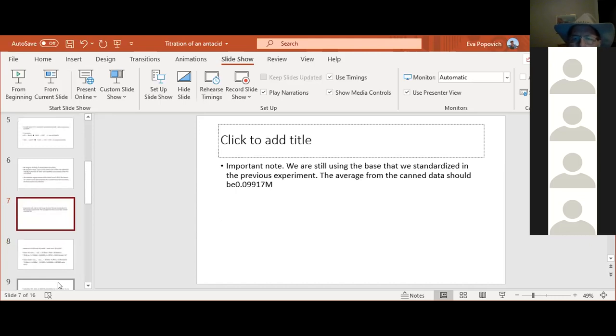Okay, understand that we're still using the base we standardized in the previous example. If you did not get this average, use this average. The right answer you should have gotten from last week's experiment should have been 0.09917 molarity. That is the concentration of the base.